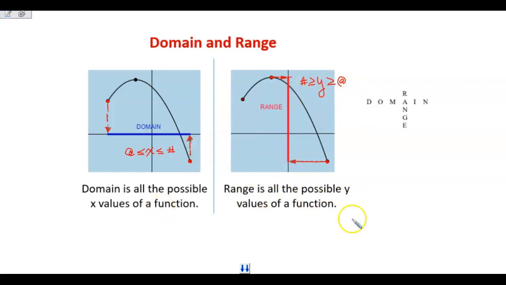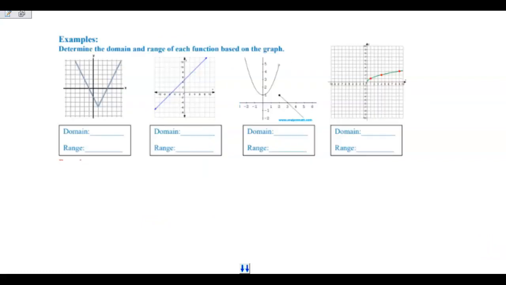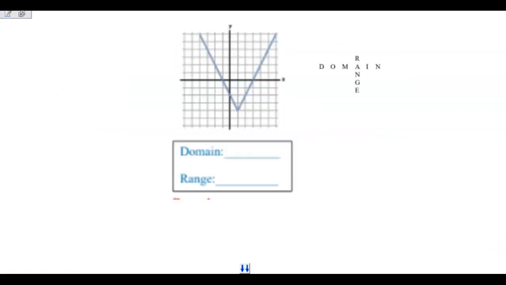Okay, let's practice. We're going to look at each of these graphs, and we're going to determine what the domain and range of each function is based on the graph itself. So let's take a look at the first one. I have this V shape. It looks like the lines are going off the grid, so it is continuing on. In cases like this, this is going to go to negative infinity, and this is going to positive infinity. I also notice it comes to a sharp point right here, and this is going to be my lowest y point that I can possibly get.